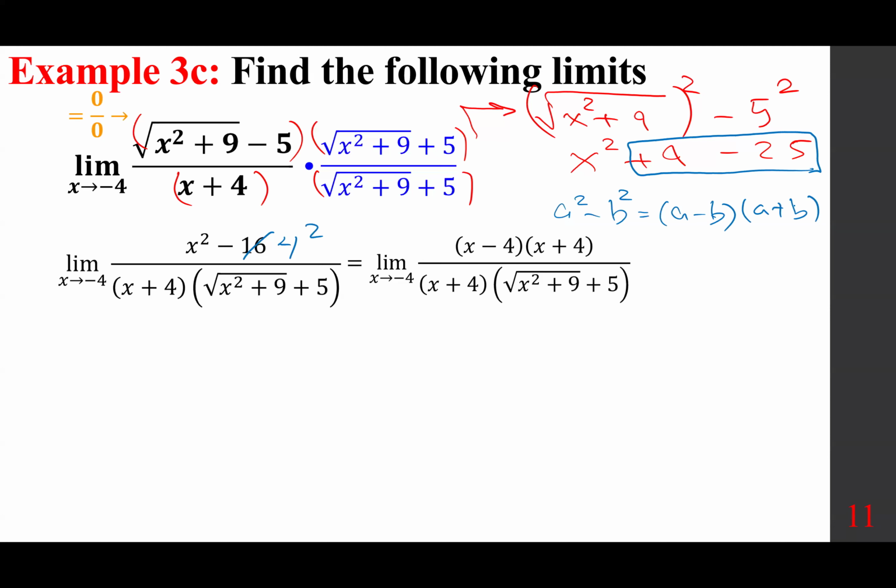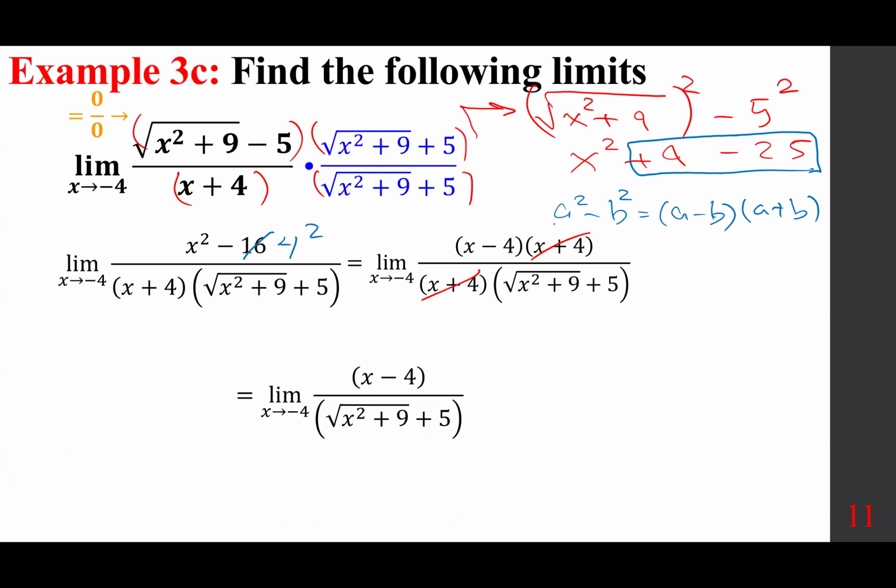Because remember, even if we go back to the original one, x is approaching negative 4, makes the denominator 0, and we are hoping to get rid of that. We just found a way to get rid of it. And so we do so.